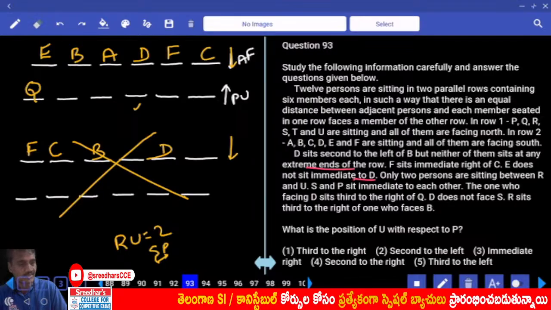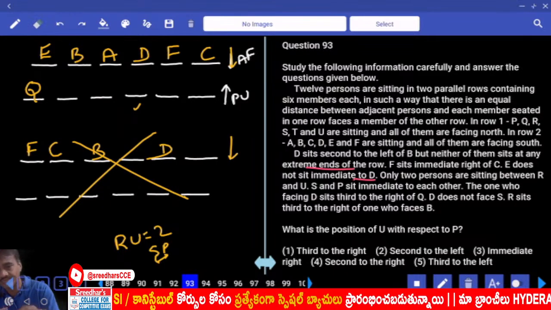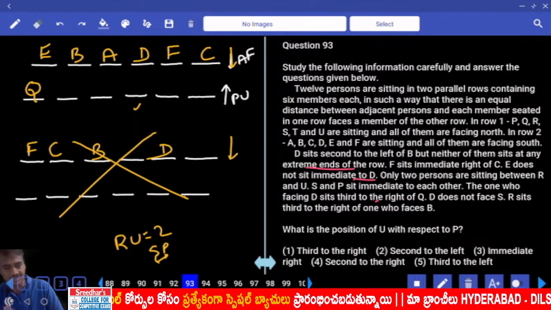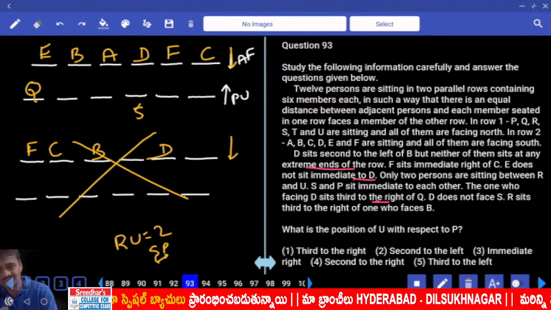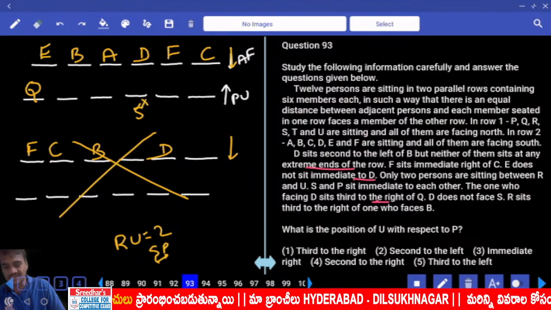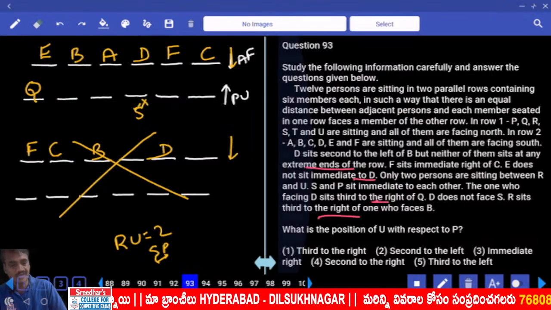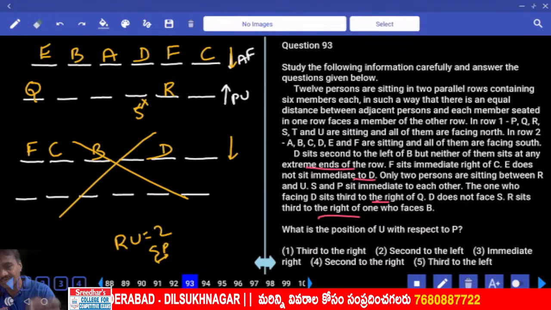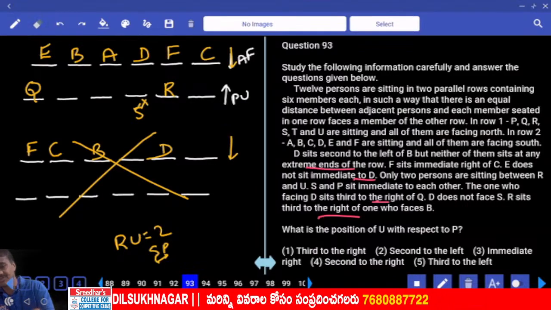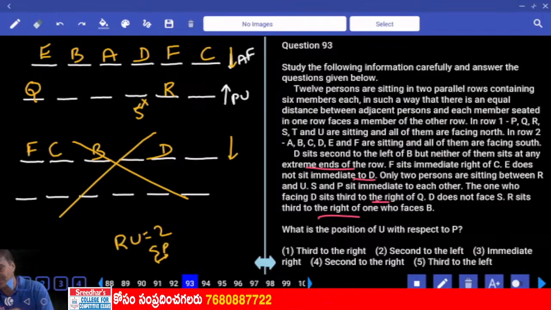And R sits third to the right of Q. D does not face S, so S cannot be here. R sits third to the right of the one who faces B. B is opposite, and third to the right is R. Then if R is here, between R and U, how many people? Two people. Then where should this U be?